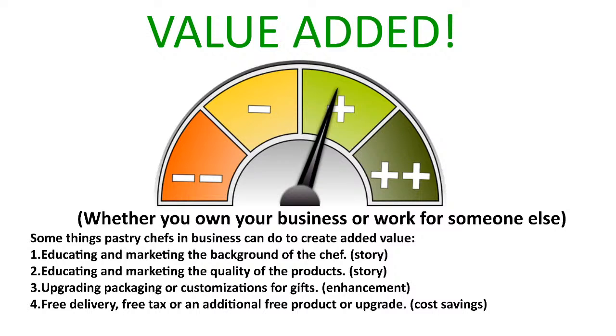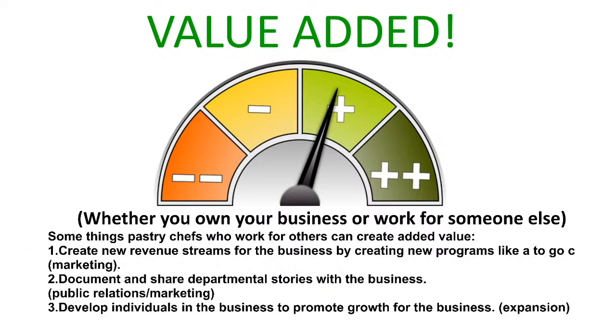So some things we can do in business to create the value: educating, marketing, the background of your chef's story, the quality of the products and that story, upgrading packaging, customizing for gifts. That's been popular with online purchases. Add a little birthday card, add an anniversary card, add a message on the invoice. Sometimes it's just a simple touch. Free delivery, free tax, additional product, upgrade. These are all cost savings, value adds. But be careful. Don't go for the promotion of free product upgrade if you really can't afford that. It's something that should be included on your side and on your P&L to make sure that it works in the business. And it kind of goes without saying, but often that gets overlooked and you kind of give away the farm.